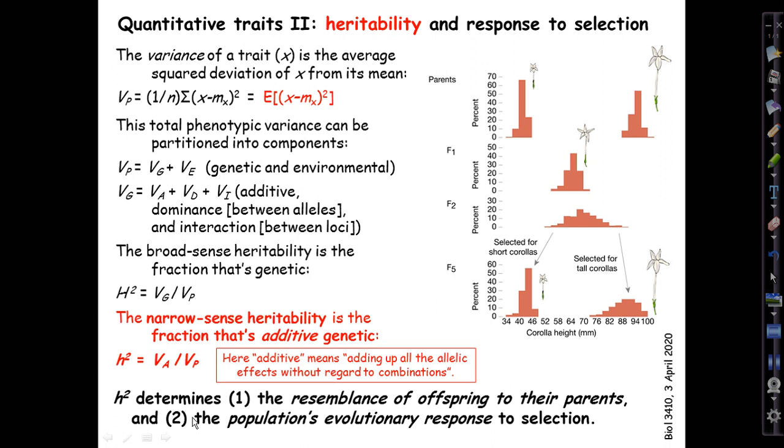And so, as we've said, the significance of little h squared is that it determines, first of all, the resemblance of offspring to their parents, which we'll see in just a sec, and second, the population's evolutionary response to selection, which we'll focus on in the second part of this lecture.